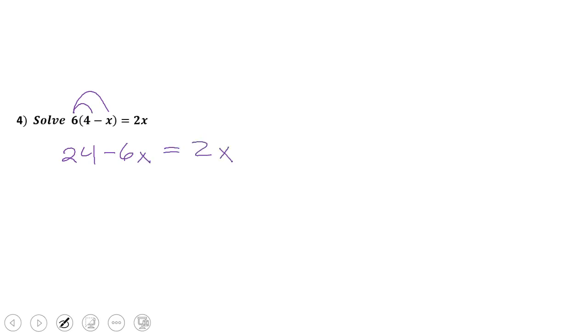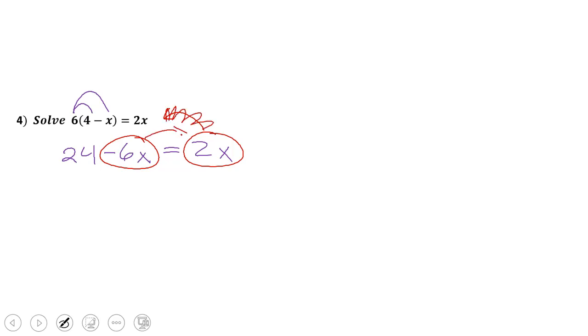Now we like to move the variable to the left, but again, that's not going to make sense this time. When we see these like terms, this negative 6x here and the 2x there, if I move the 2x over, then I'm putting everything together on one side. That's not isolating the variable. So I'm not going to do that.